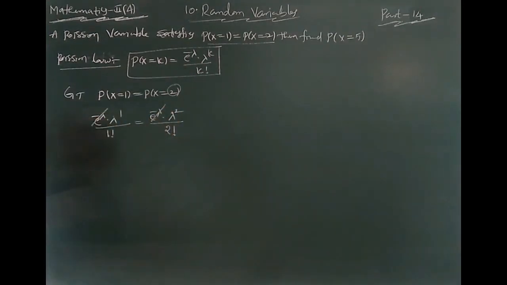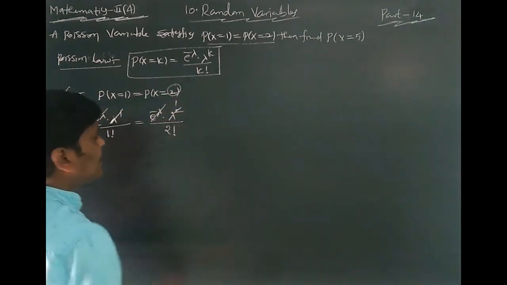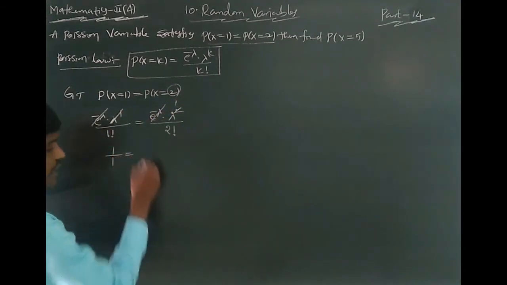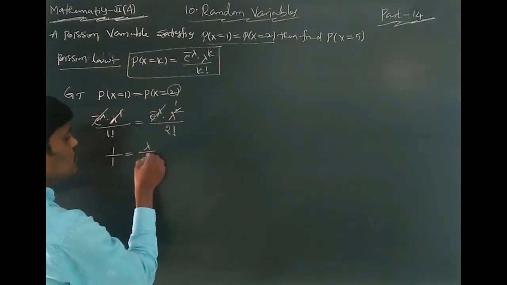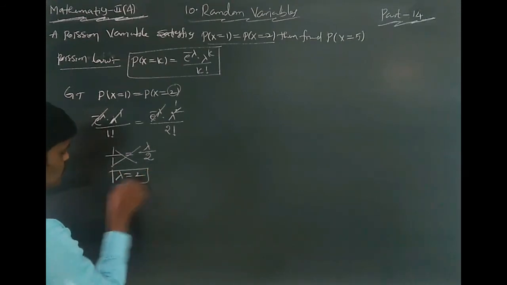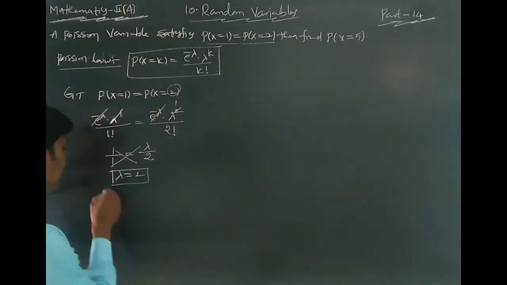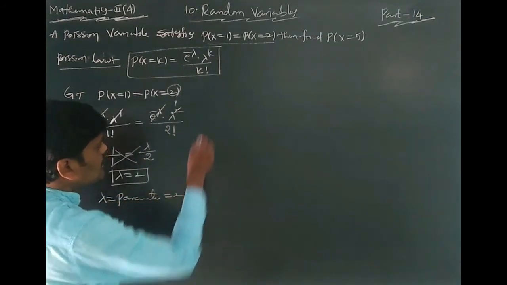e power minus lambda gets cancelled. Here one lambda gets cancelled. 1 by 1 factorial is nothing but 1, equal to lambda by 2 factorial, which is 2. Just cross multiply, lambda value is 2. Lambda value how much? 2. Here lambda is the parameter, and that value is 2.